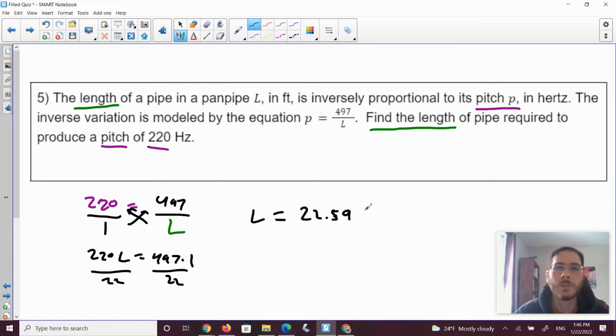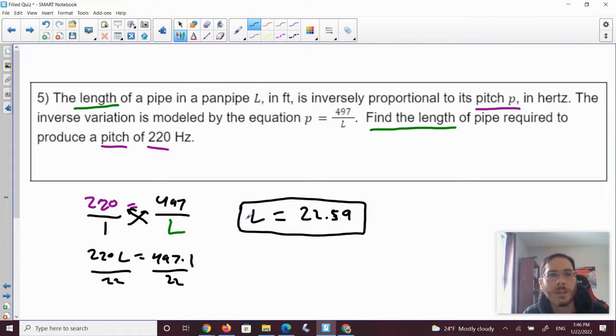All right, there we go. So that's our length for our panpipe. So again, this is in feet. So it means we need a 2.259-foot musical instrument in order to make the pitch of 220 hertz. So if you play instruments, you kind of know 220 hertz is not a very high frequency. So you do need a long instrument in order to have that wave travel.